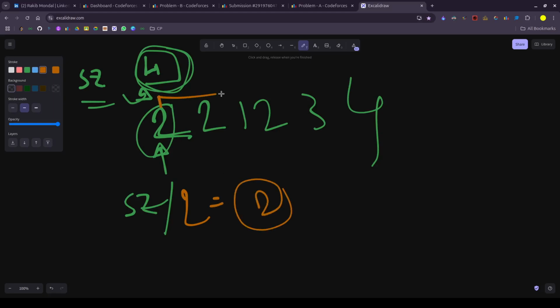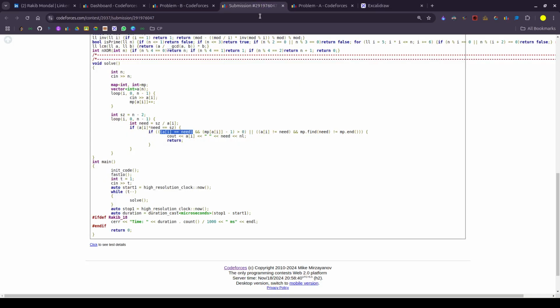So we have to just check that 2 is greater than or equal to 2 times, like 2 is coming in the array 2 times. So here we just take that. Like yeah, if a of I equals need, then we are checking the cnt of a of I minus 1. After subtracting the counter of a of I, it is greater than 0. Okay, so it is coming multiple times. For a of I not equal to need, we are just finding whether need is present or not. If it is present, then just print a of I and need, the solution. Hope you understand the solution.